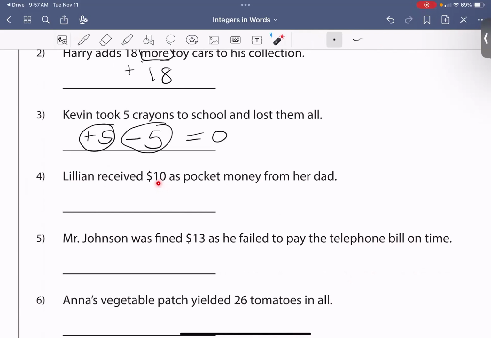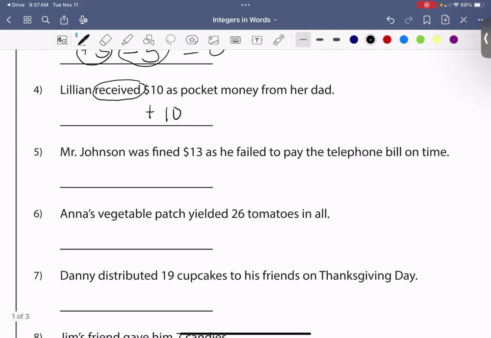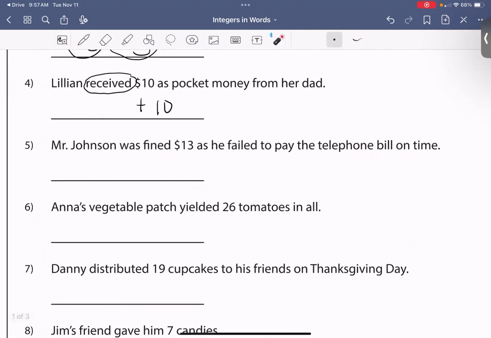Lillian received $10 as pocket money from her dad. Received means to get or to add. So that's going to be plus 10. Mr. Johnson was fined. A fine is money you have to pay for a rule that was broken. He was fined $13 as he failed to pay the telephone bill on time. Since he had to pay that money, he's not going to have that money anymore. He's losing $13. That's going to be minus 13.